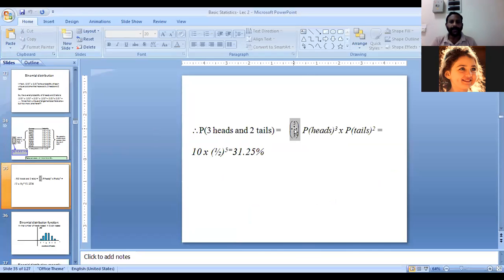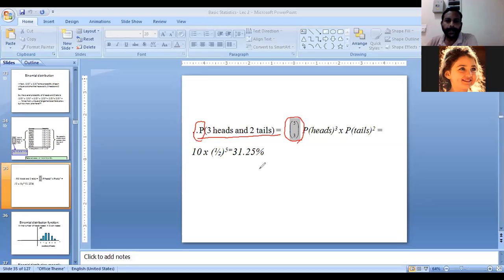So the value is... What is the value for that? So we want to find out the probability value of getting 3 heads and 2 tails. What is the probability of getting 3 heads and 2 tails? So this is how we indicate.